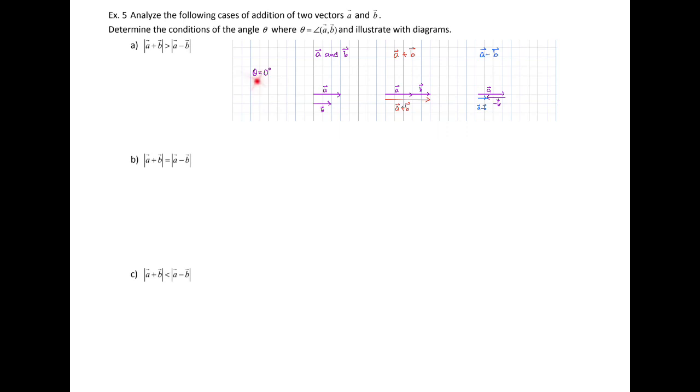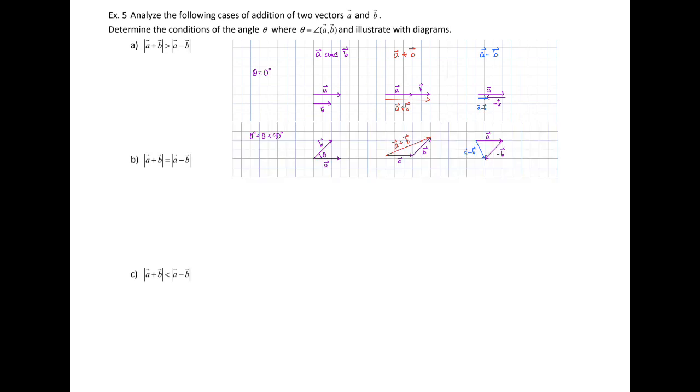Example number 5, we would like to do analysis of all the different cases when you're adding two vectors, A and B. Let's look at the first case. If the angle between vector A and B is 0 degrees, then we have a vector A and vector B. When you put those two tails together, the angle between them will be 0. Then when we add the vectors, you're going to have the resultant of the red one here. And when you subtract the vectors, when you do A plus negative B, you're going to have the short blue vector here. So we know when the angle between the two vectors is 0 degrees, the resultant of A plus B is definitely longer than the resultant of A minus B.